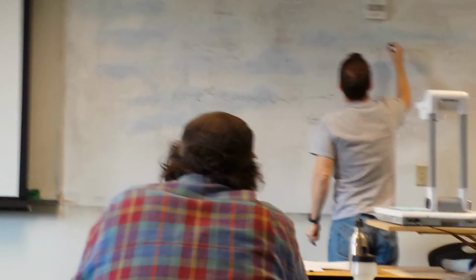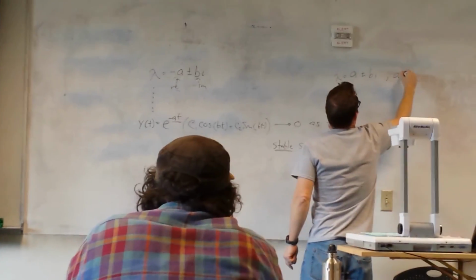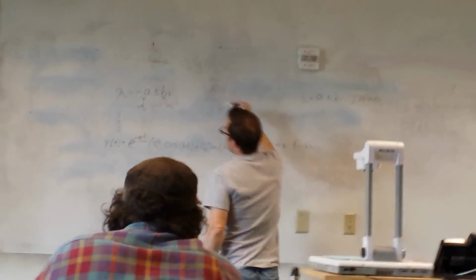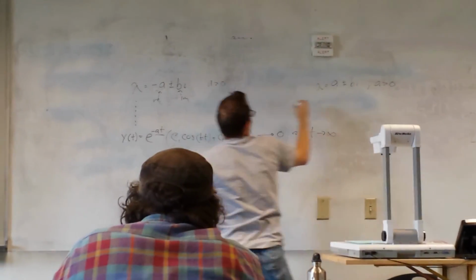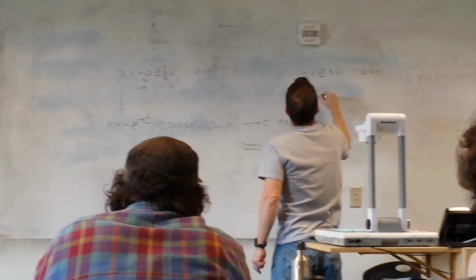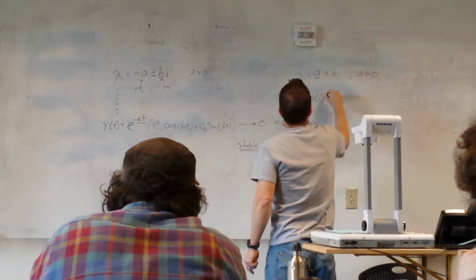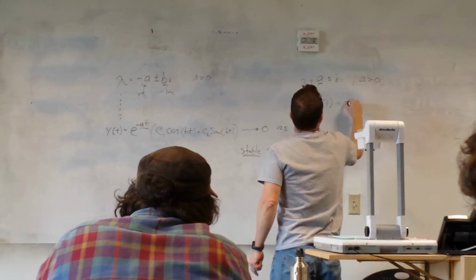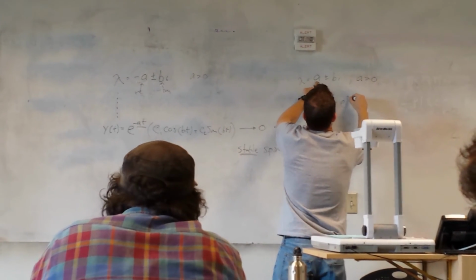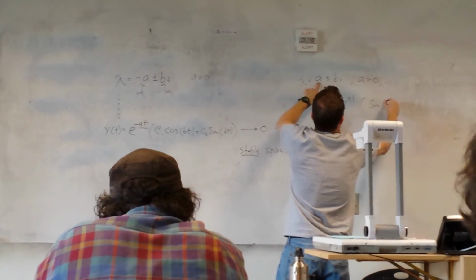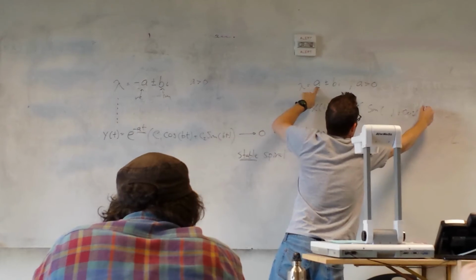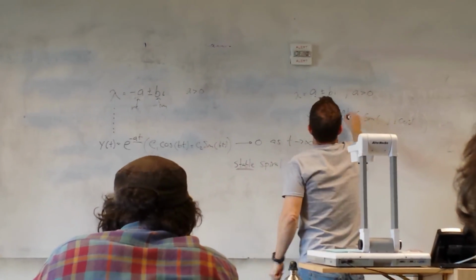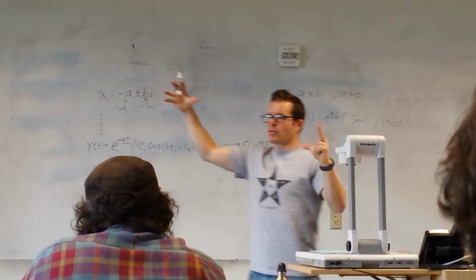On the other hand, if you have a plus or minus bi, with a greater than 0, then you're going to have e to the positive at times a bunch of sine and cosine junk. All right? So this would go off to infinity. You have an unstable spiral.